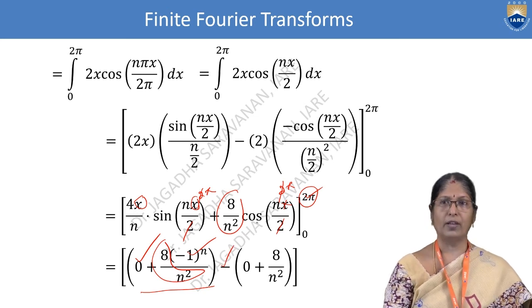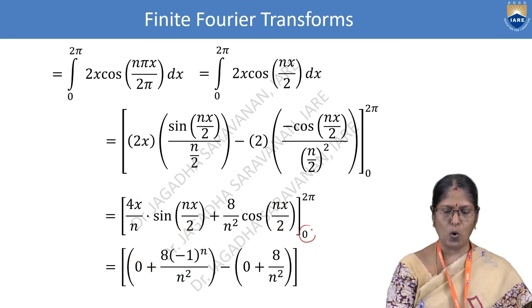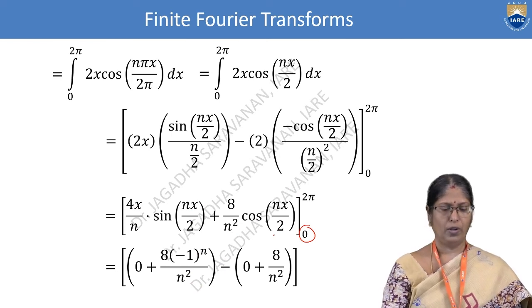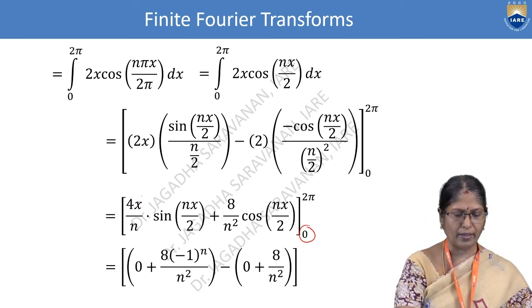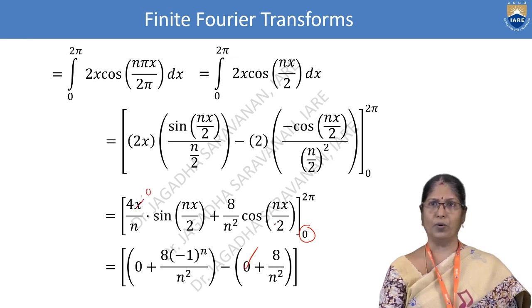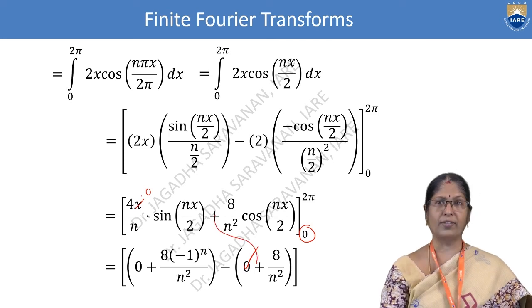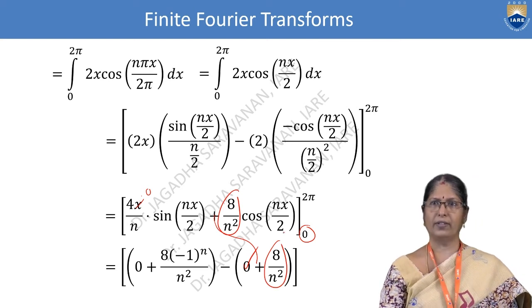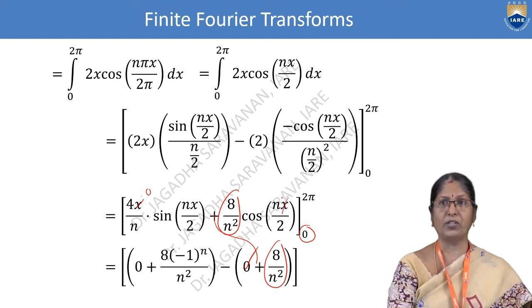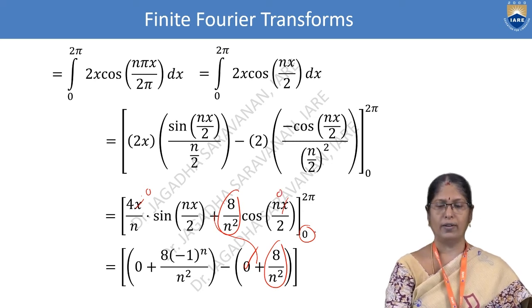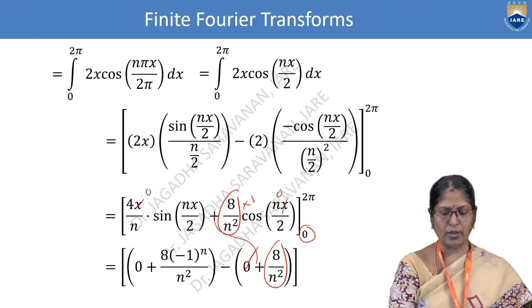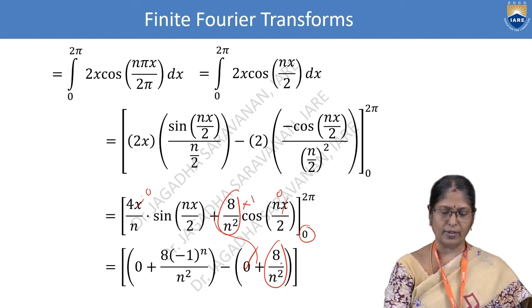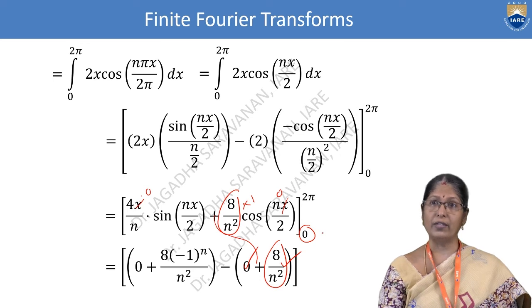The middle one is formula minus. The lower limit is 0. So 0 into anything, that is x is replaced by 0, 0 into anything is 0. This plus is written as it is, 8 by n square, written as it is. Cos of x is replaced by 0, so n into 0 is 0. Cos 0 is 1, so 8 by n square is multiplied by 1. It's nothing but 8 by n square.